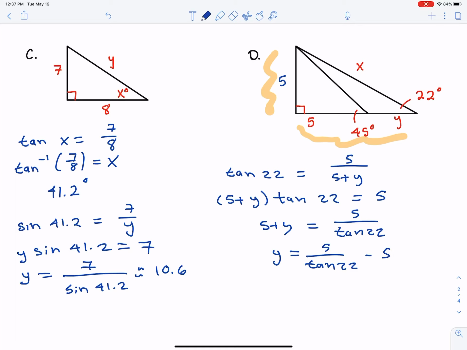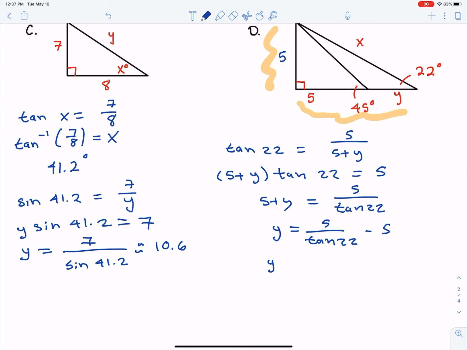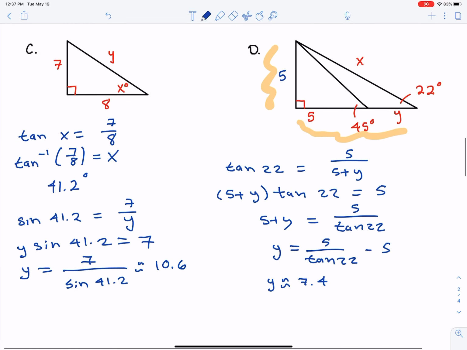So in my calculator, how do I clear this? Let's do it. What do we got? So I get 5 divided by tangent of 22 minus 5. And that gives me y is approximately 7.4 units. Okay? Let's go find x.